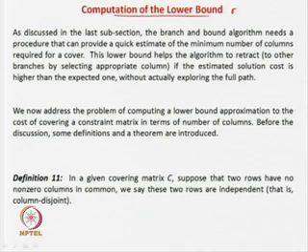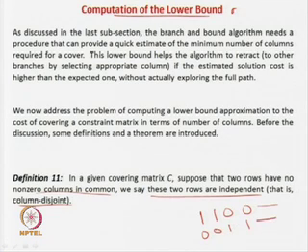So, given a covering matrix, that is your constant matrix, suppose two rows have no non-zero columns in common, we say the rows are independent or column disjoint. For example, in one row you have 1 1 0 0 and in the second row you have 0 0 1 1. That means these rows have no 1 places in common. So, this is P1, this is P2, this is P3, this is P4. Then what does it mean? To cover the first row you need either P1 or P2, and to cover the second row you require either P3 or P4. Okay.